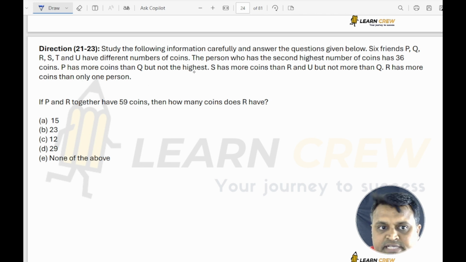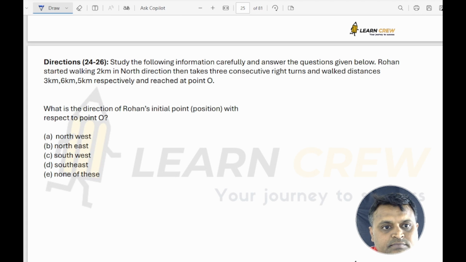P is already 36, as given, so R will have 23. Now, the next one is based on directions. Rohan started walking 2 km north. Then he takes 3 consecutive right turns.